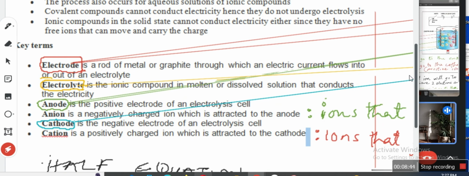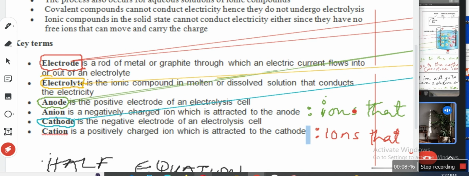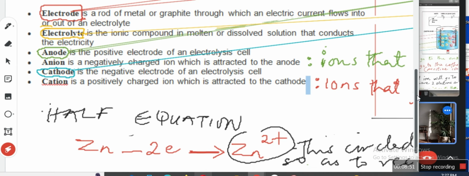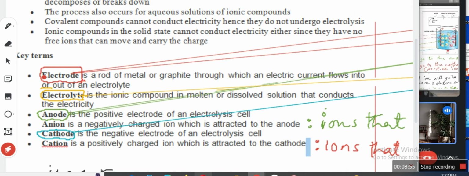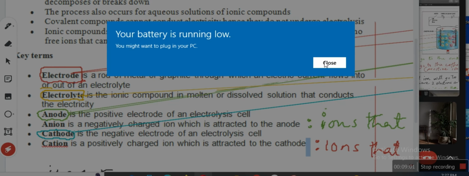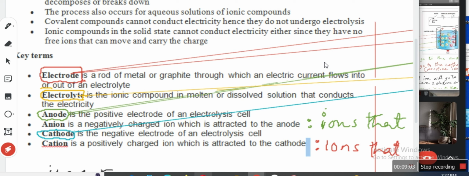So those are the things you need to understand about electrolysis before we begin to talk about it in detail. For instance, we need to know what an electrode is. What's an electrode? A rod of metal or graphite through which an electric current flows into or out of an electrolyte. So the rod through which the current flows into or out of the electrolyte is an electrode.